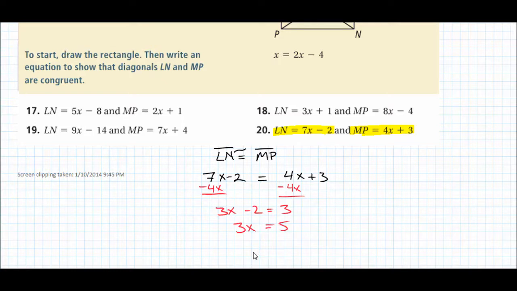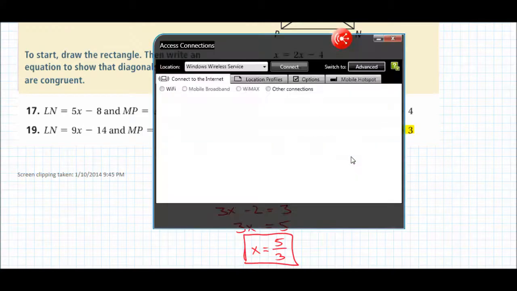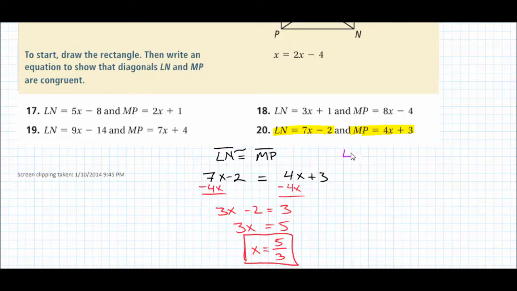Divide each side by 3. X equals 5 over 3. Okay, now find our equation, so we can say with confidence LN is congruent to MP, which is equal to 4x plus 3.